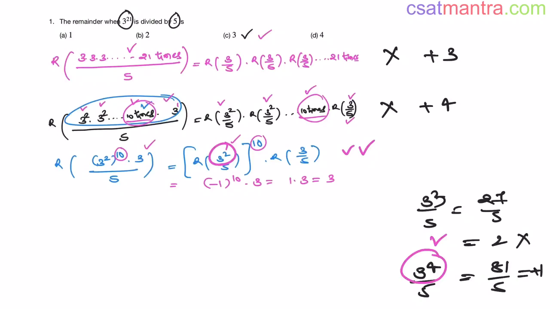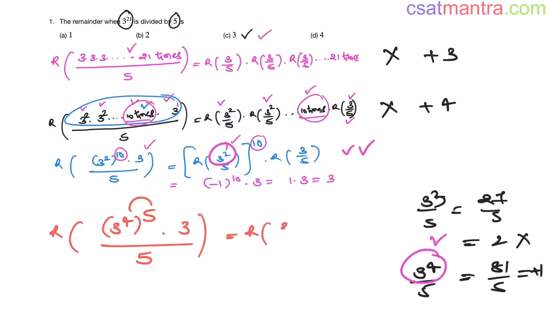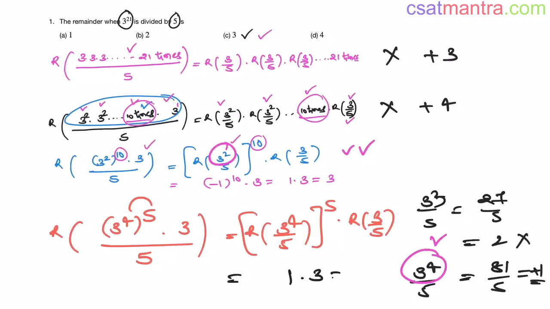Nothing difficult, my friends, very easy. Now let's solve this by writing in terms of 3 power 4. 3 power 21, I am writing it as 3 power 4 whole power 5. 4 5s are 20. 1 3 is left when divided by 5. So remainder of 3 power 4 when divided by 5 whole power 5 into remainder of 3 when divided by 5. So here we will be having remainder 1 plus 1. Here 3, 1 into 3 is 3. So our answer is C.